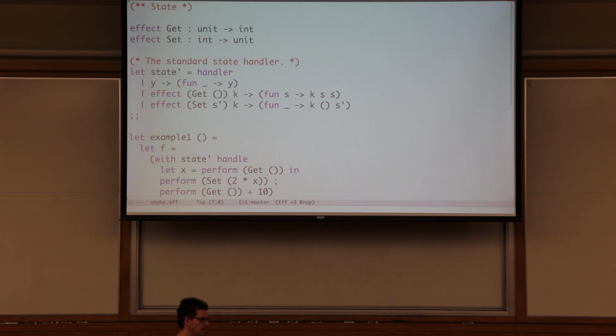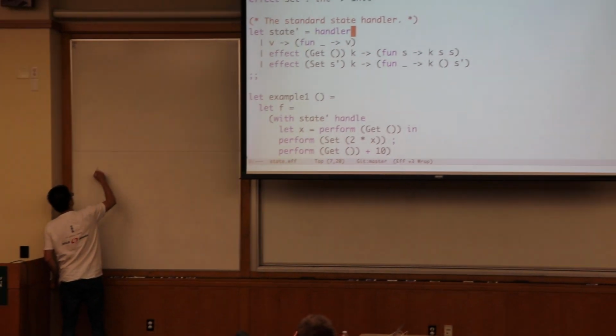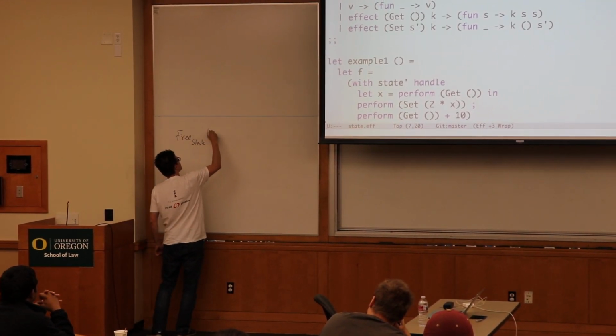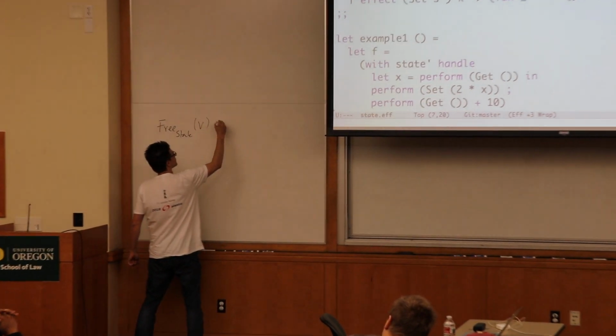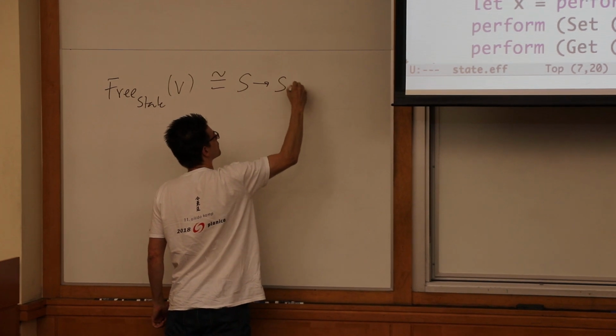What does a handler look like? So let's understand this handler. Do you remember when we were doing state? I wrote at some point that the free state V is isomorphic to S cross V.